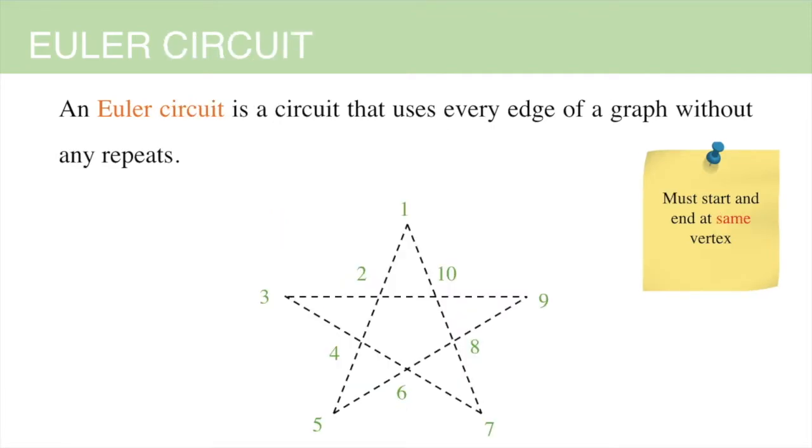An Euler circuit is a circuit that uses every edge of a graph without any repeats. It must start and end at the same vertex. An example of an Euler circuit is drawing a star. In drawing a star, we start from vertex 1 to vertex 5, then vertex 5 to vertex 9, then vertex 9 to vertex 3, then vertex 3 to vertex 7, and finally vertex 7 to vertex 1. As you can see, we start and end at the same vertex, which is vertex 1.